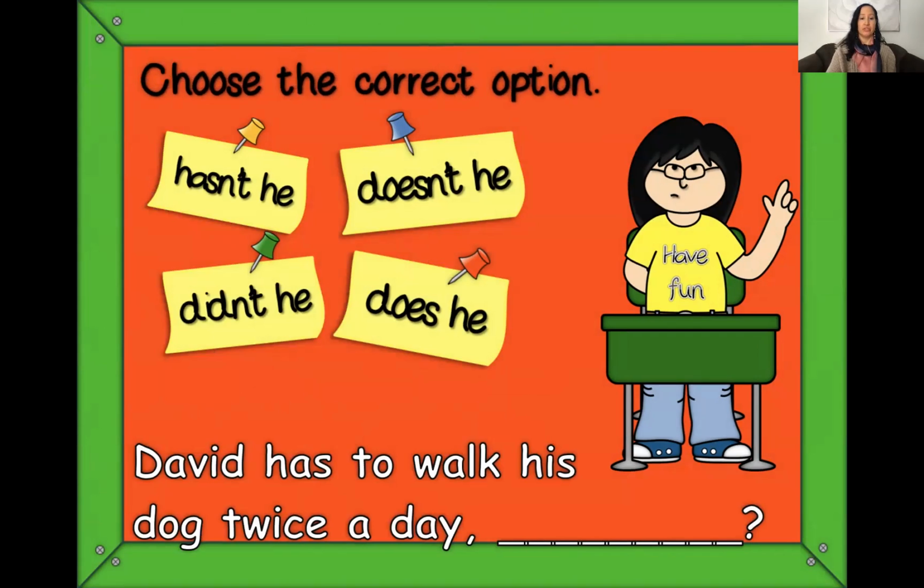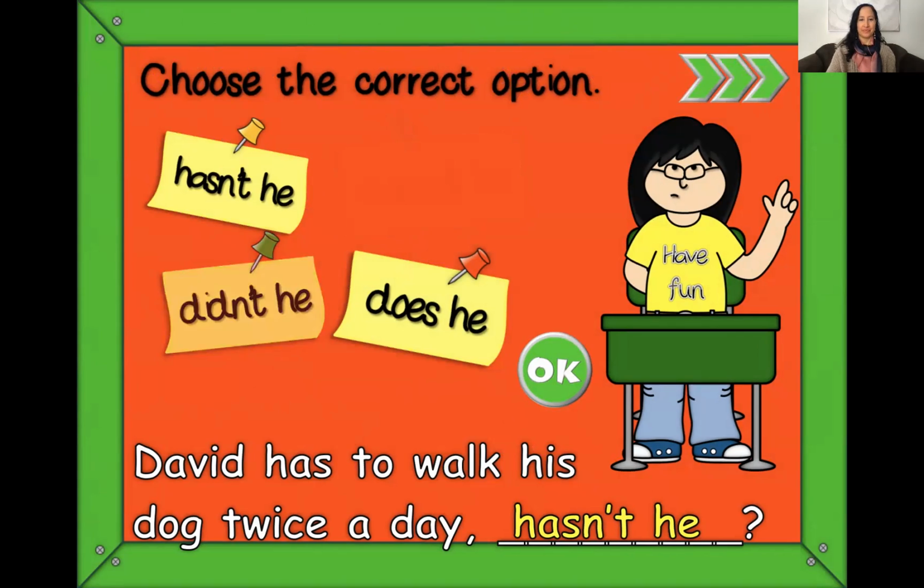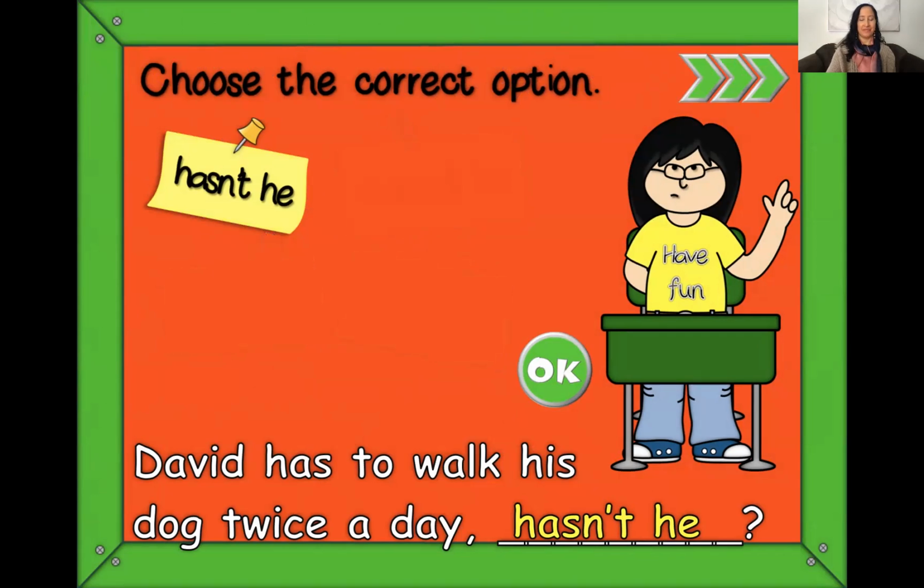David has to walk his dog twice a day. Clue, find your verb. Hasn't he? Okay. You starting to understand now? Positive statement with negative question tag. And the auxiliary verb must agree. If there's no auxiliary verb or modal verb, then you will use what? The do word or did.